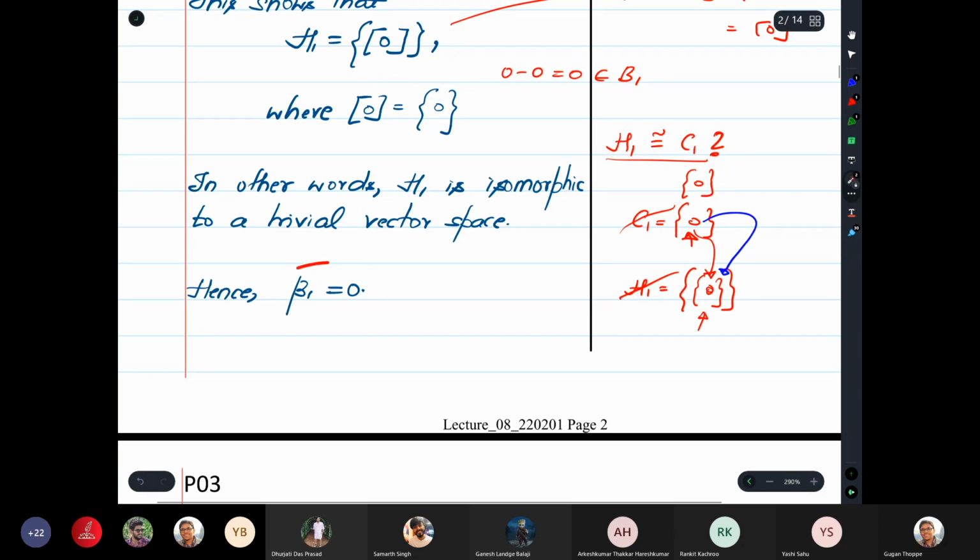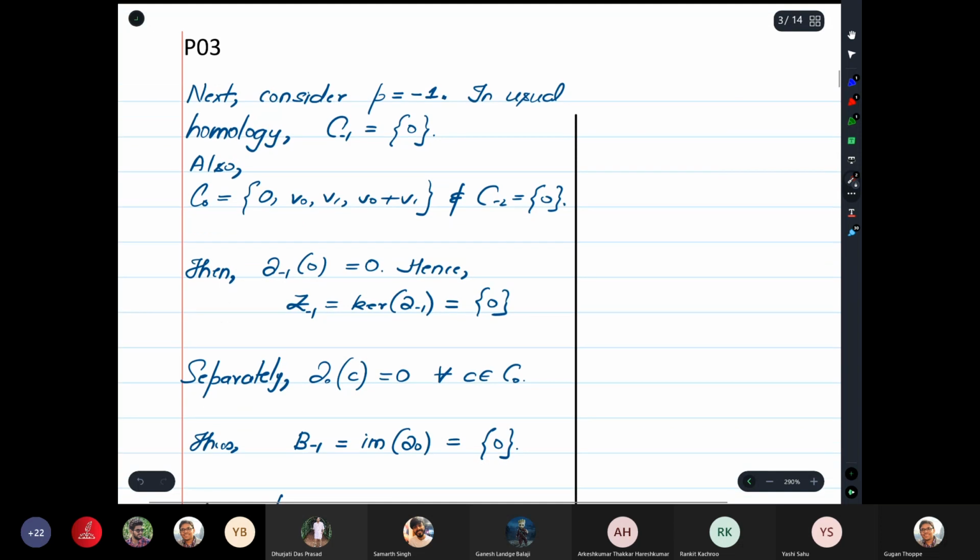That's why beta 1 is 0. So now recall what our goal was. Our goal was to compute H_p for p in 1, 0, -1. So we have finished 1. Now we will focus on the -1 case. Okay, so let's look at this -1 case.